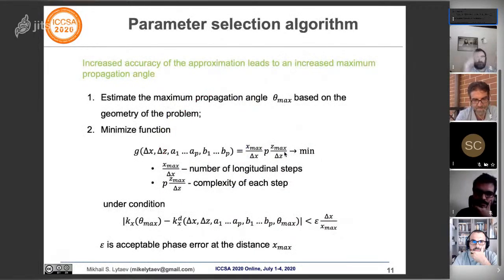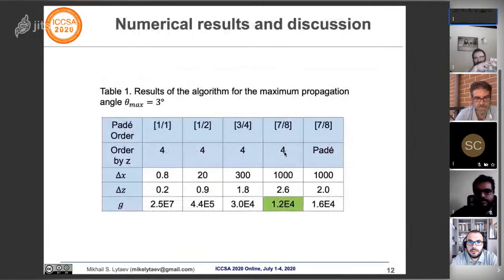Now we are ready for the formulation of the parameter selection algorithm. It consists of two steps. First, we need to estimate the maximum propagation angle based on the geometry of the problem. Then we minimize function g, which represents the time complexity of the algorithm. Now we analyze the result of the proposed algorithm for various values of the maximum propagation angle and approximation orders.